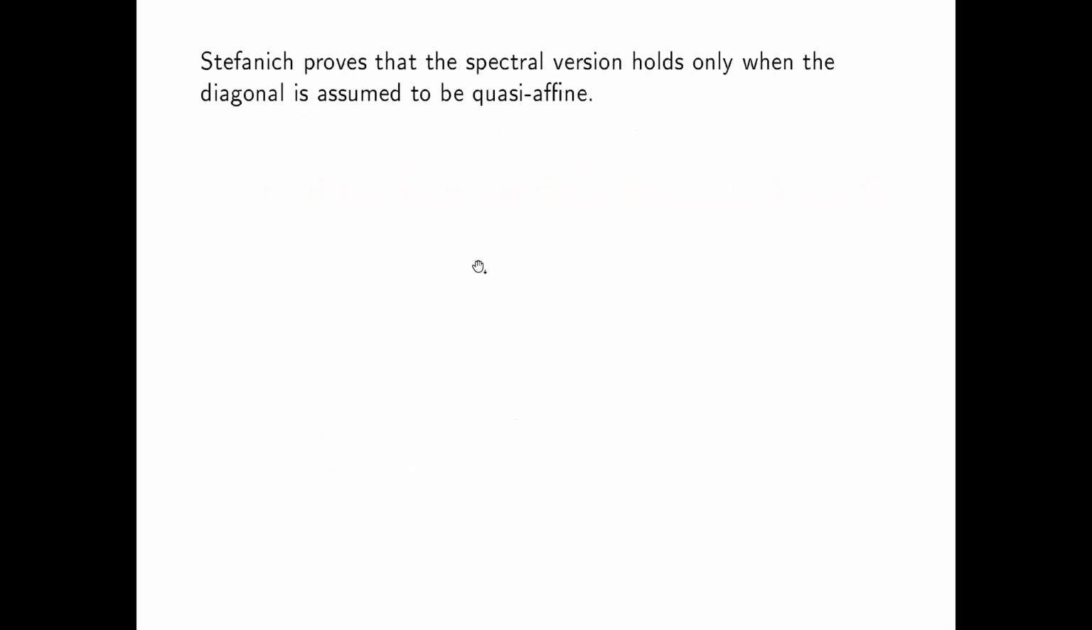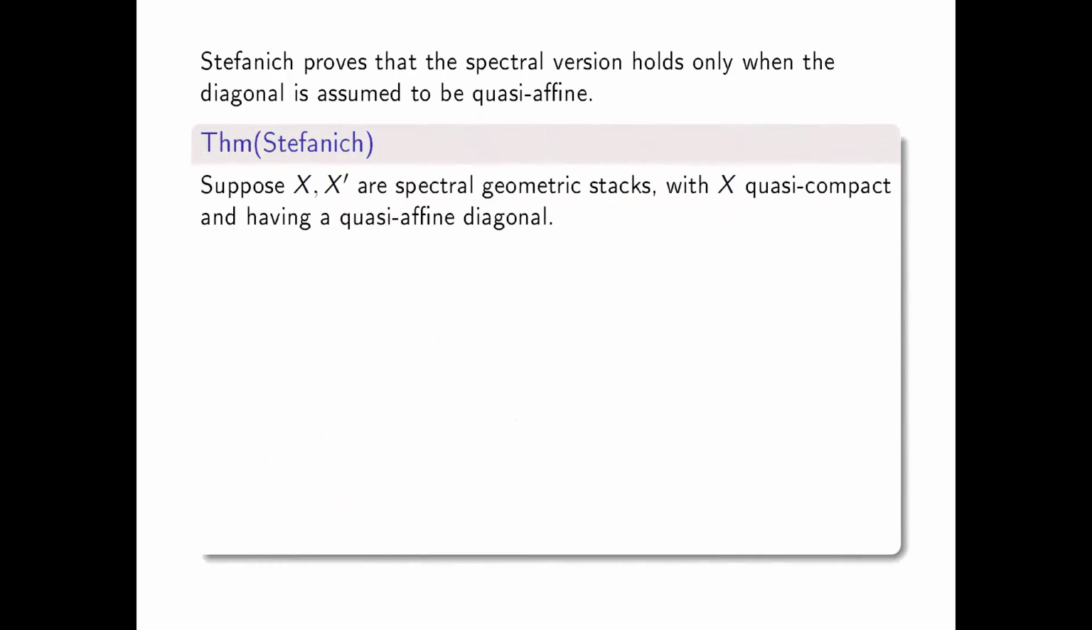So what does Stefanich do? Stefanich proves that the spectral version holds only when the diagonal is, okay, I think there's a typo. I mean to say that it also holds if the diagonal is assumed to be quasi-affine. So this is something Stefanich proves in the paper.